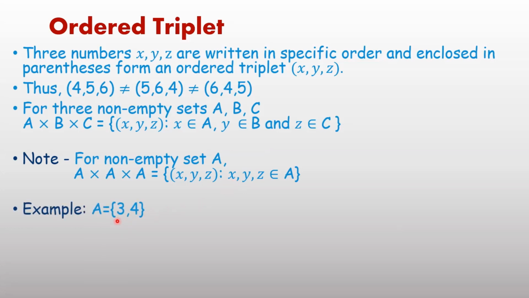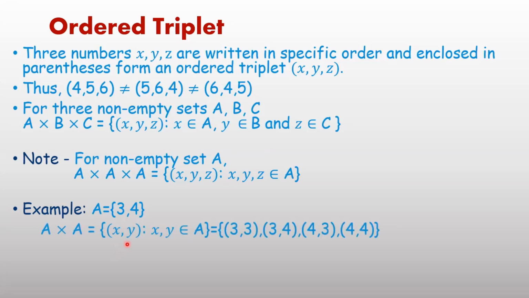For example, A equal to {3, 4}, there are 2 elements in set A. Then A cross A, Cartesian product of two sets, easily you can write all ordered pairs (x, y) such that x and y both belong in set A, means (3, 3), (3, 4), (4, 3) and (4, 4). One more thing, remember in case of Cartesian product, each ordered pair represents one element of Cartesian product of A cross A.